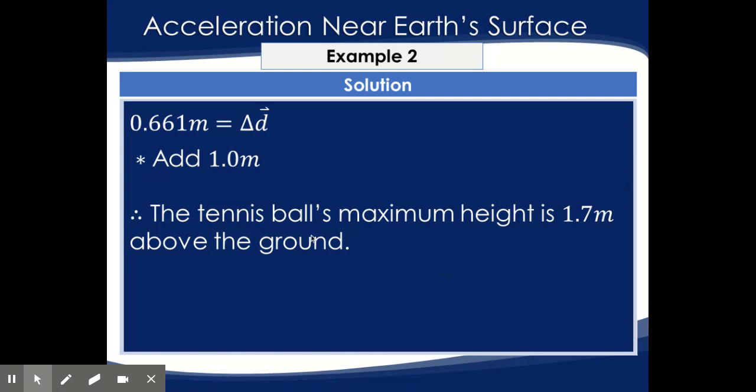So the question is asking, what is the tennis ball's maximum height above the ground? Well, if you started at 1 meter above the ground, you're going to have to add this distance to your starting position. So your starting position was 1 meter plus this new distance that we just calculated, for a total maximum height from the ground of 1.7 meters.